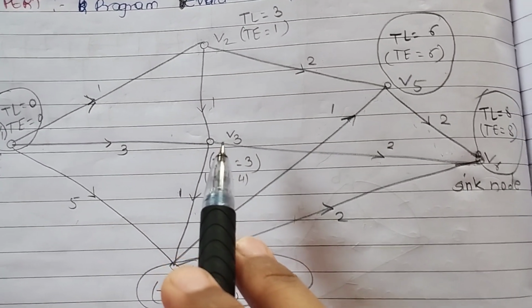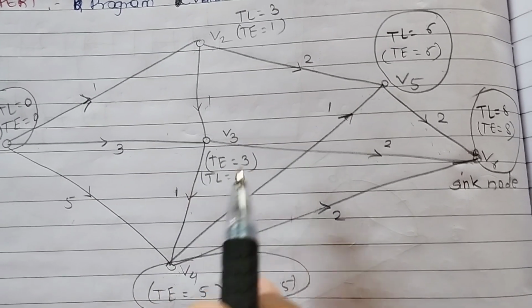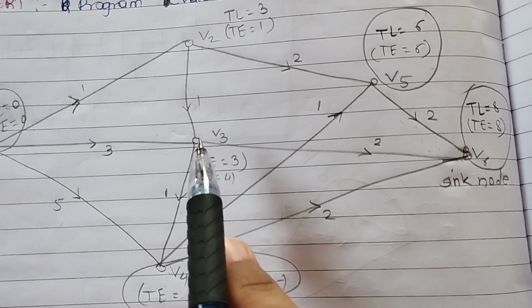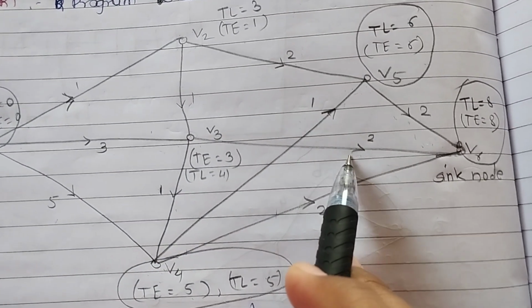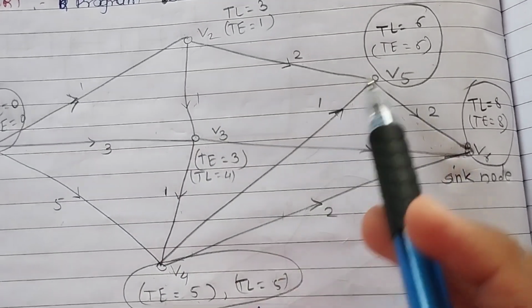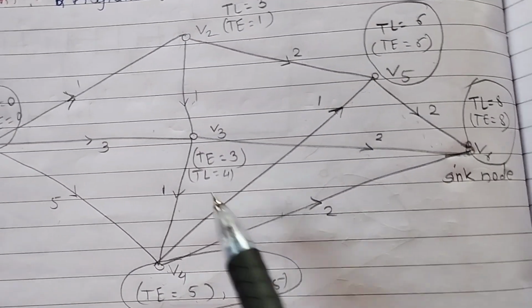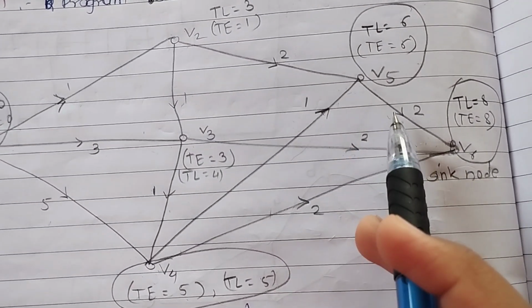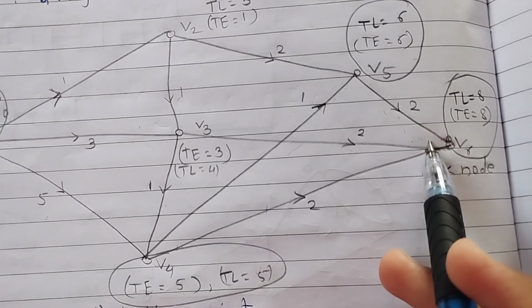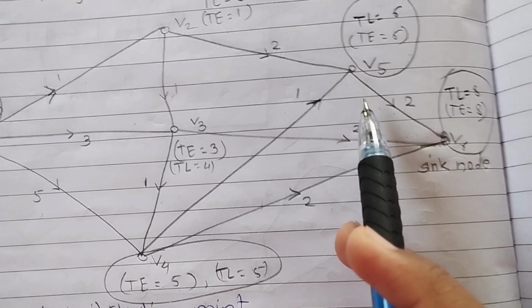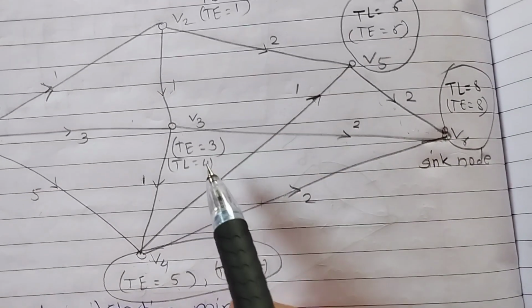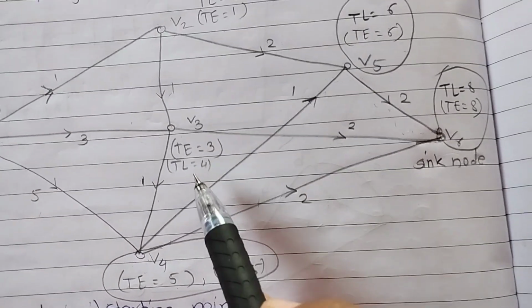Now TL of V3. First count all the possible ways to reach V6 from V3. First one is to go directly from V3 to V6, the count is 2. The second one is to go from V3 to V4, V4 to V5 and V5 to V6. The count is 1 plus 1 is 2, 2 plus 2 is 4. Any other possible way? No. So the maximum count of path is 4. Subtract 4 from 8, which is 4. So TL of V3 is 4.